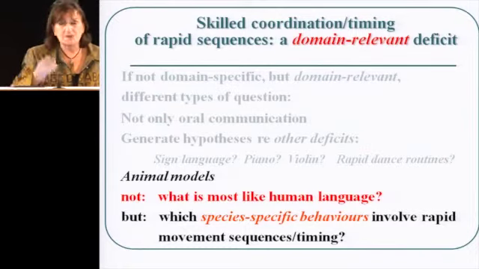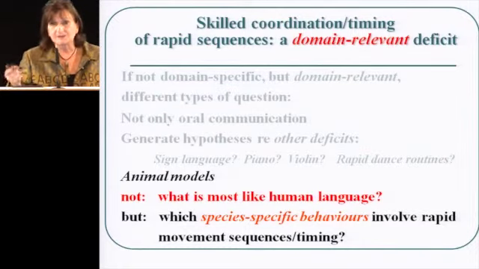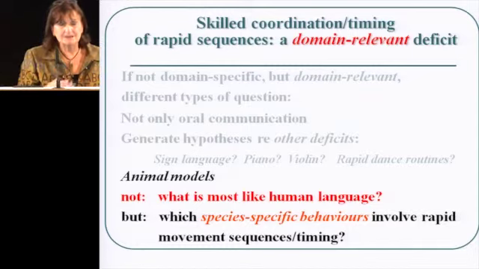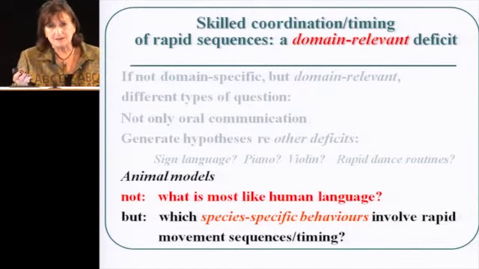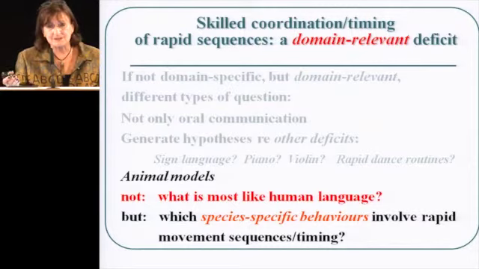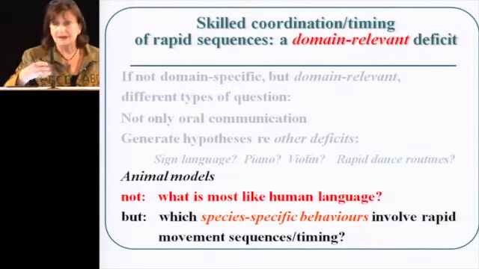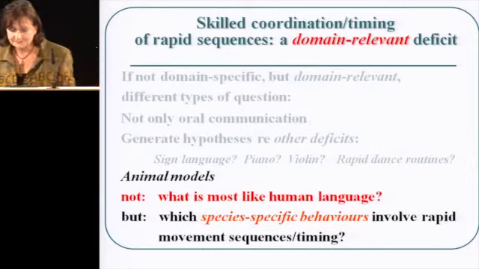But we also ask very different questions of animal models. So we don't ask what in the animal is most like human language. What we ask is what in this animal's repertoire requires the rapid coordination of sequences of movement, and then we make our animal model and test that.